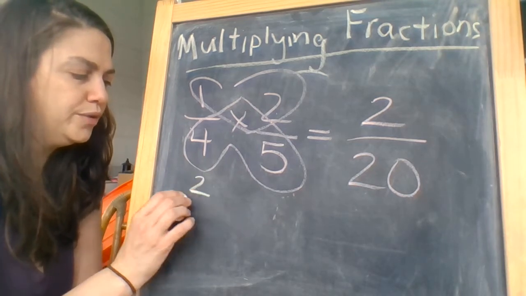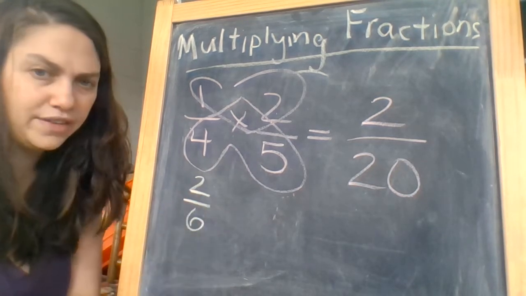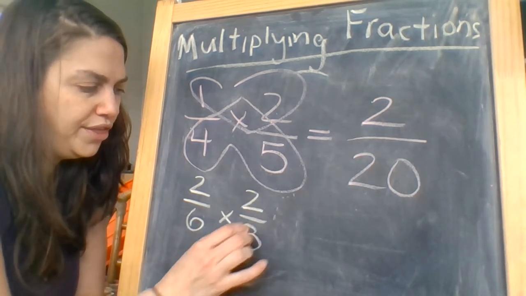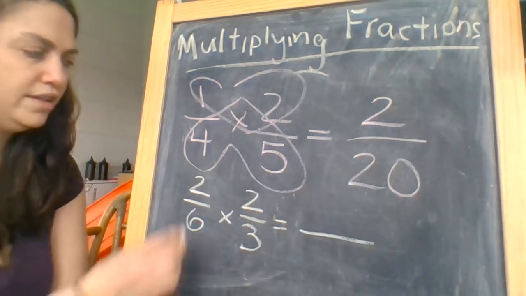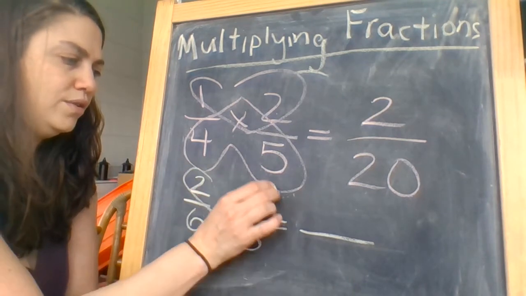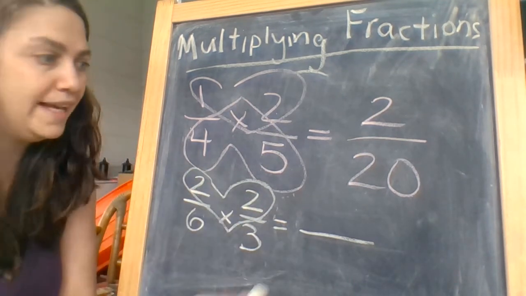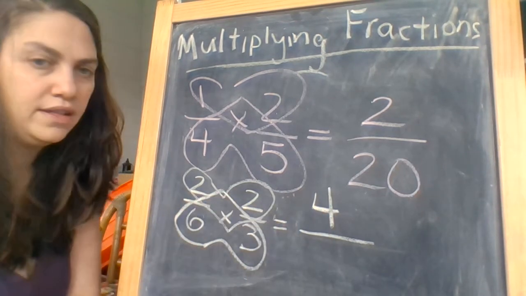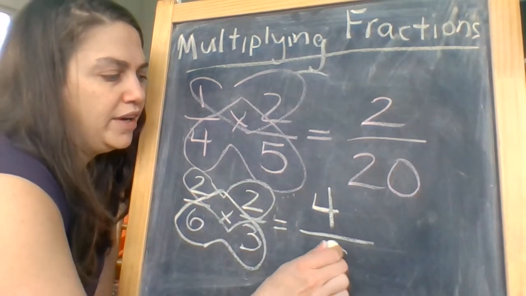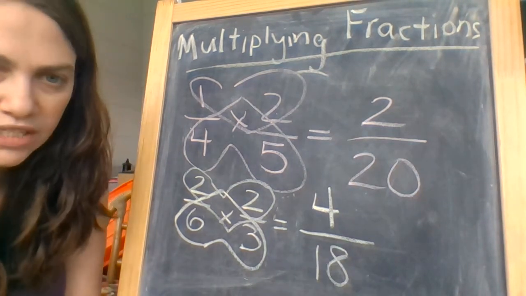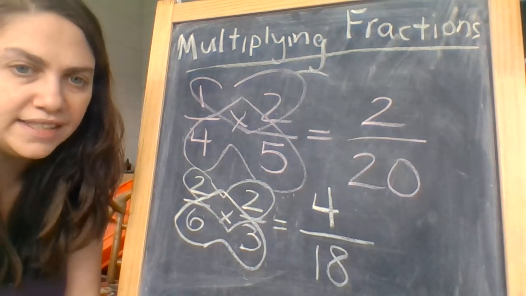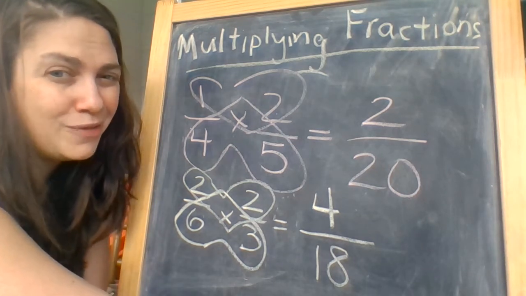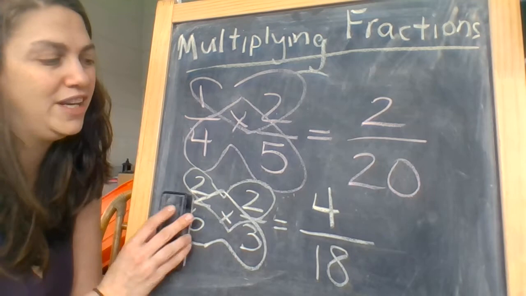Let's do 2/6 times 2/3. We start with our numerators. 2 times 2, that's 4. And 6 times 3 is 18. Now I know I'm a little bit quicker with my multiplication facts than you, but keep practicing them. I'm going to put 2 of them up here. I'd love for you to answer what you got in the comments of this video.